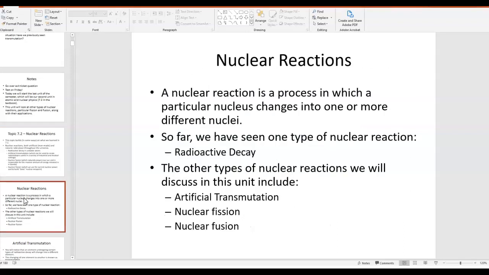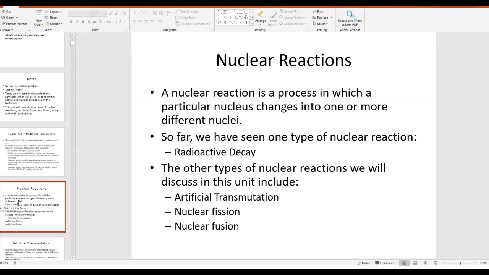So, what is a nuclear reaction? Simply put, a nuclear reaction is a process in which a particular nucleus changes into one or more different nuclei. Remember, when we talk about a nucleus, we're talking about the small, dense, positively charged center of the atom, and nuclei is just the plural of nucleus. We've only seen one type of nuclear reaction before in any detail: radioactive decay.